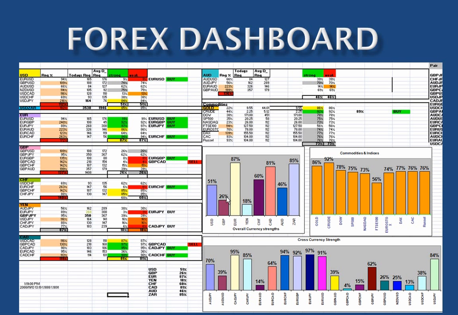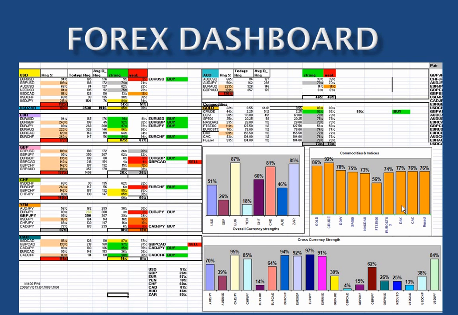Then I would look at the overall strength, what is strong and what is weak, and you can see that the CAD here is sitting at 81%. The yen is sitting at 18%. So it's the weakest against a basket of currencies compared to all the rest of these currencies.